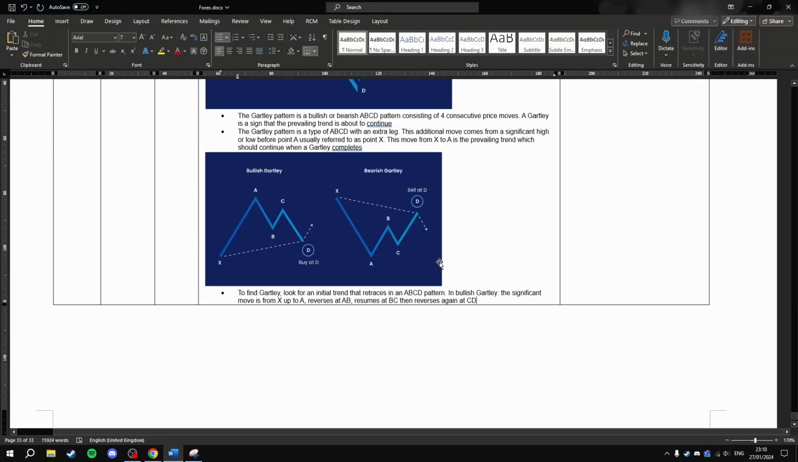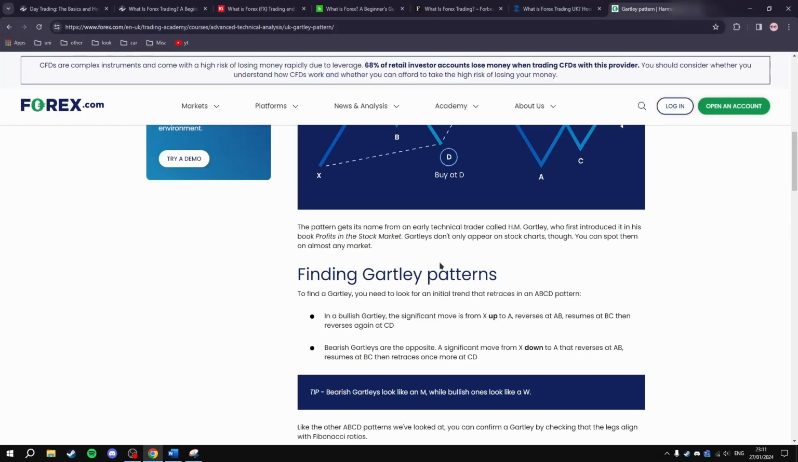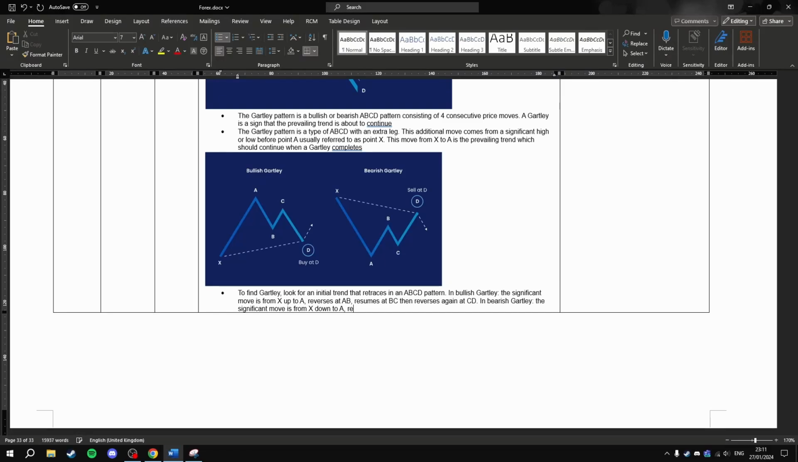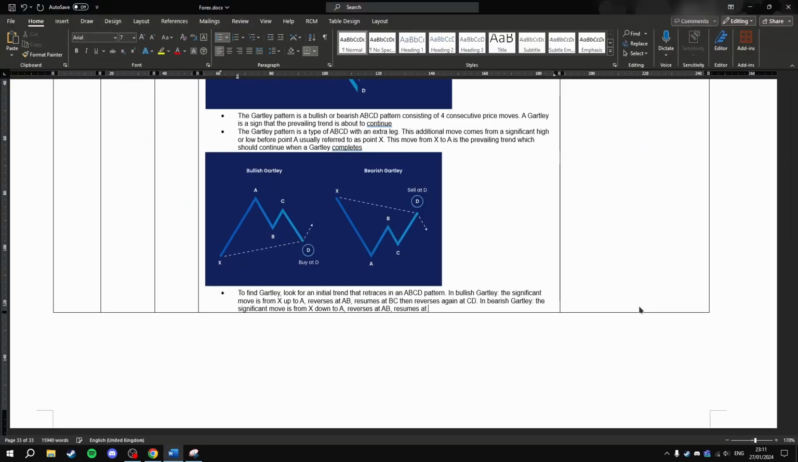Bearish Gartleys are the opposite. In a bearish Gartley, the significant move is from X down to A, reverses at AB, resumes at BC, and then reverses again at CD.